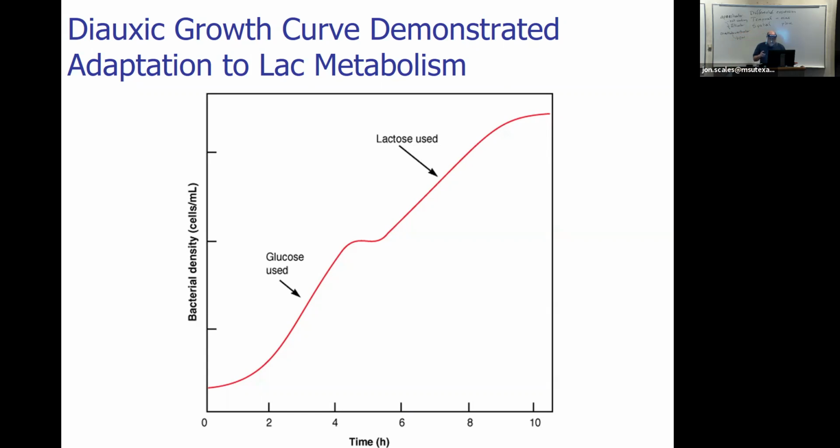So he was just curious, so why didn't they just use them all at the same time? And why, when they ran out of one, did it take them a little while to start using the second one? And so he said, well, I'm going to look to see if there are any different proteins that have to get made. And so he did electrophoresis, and he found that there was another protein that shows up after they're able to start eating the lactose.